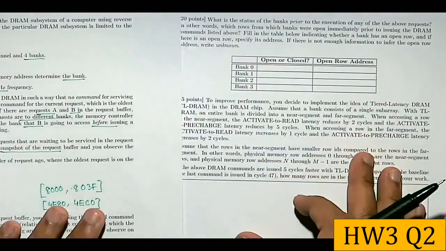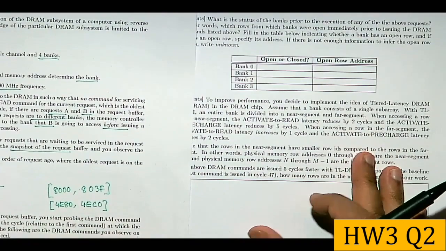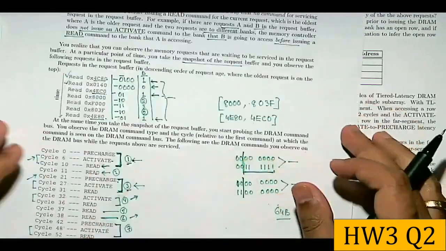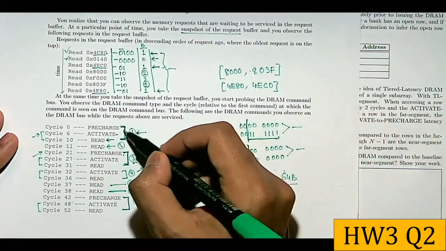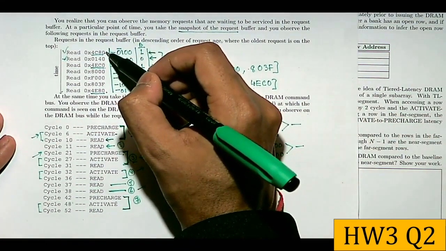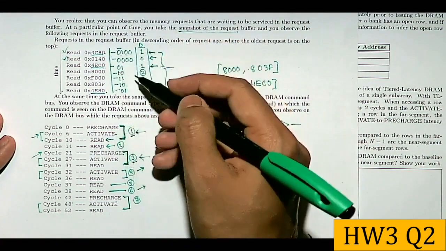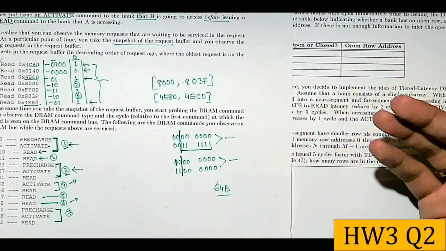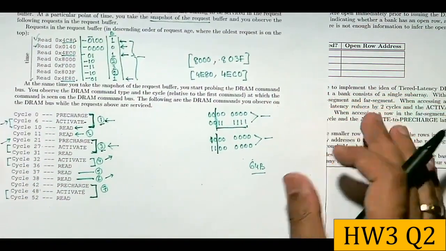Let's see. So now, let's say open and closed. The access sequence that you are actually given for a request will give you the information of the prior state of that bank. Does it make sense? Okay.